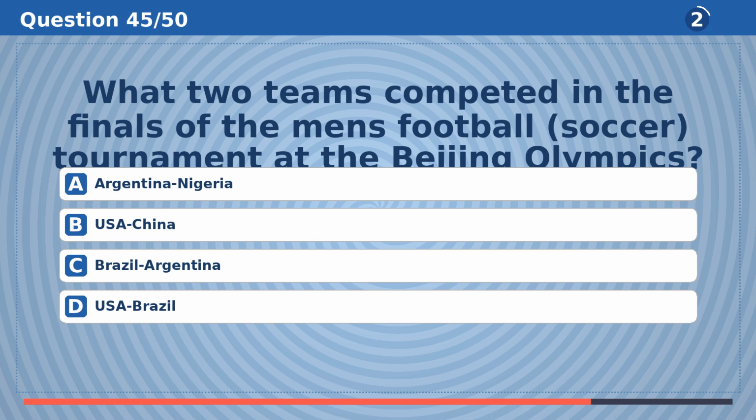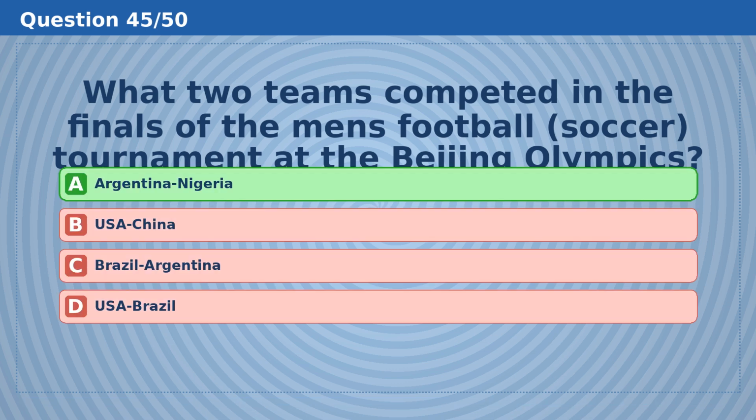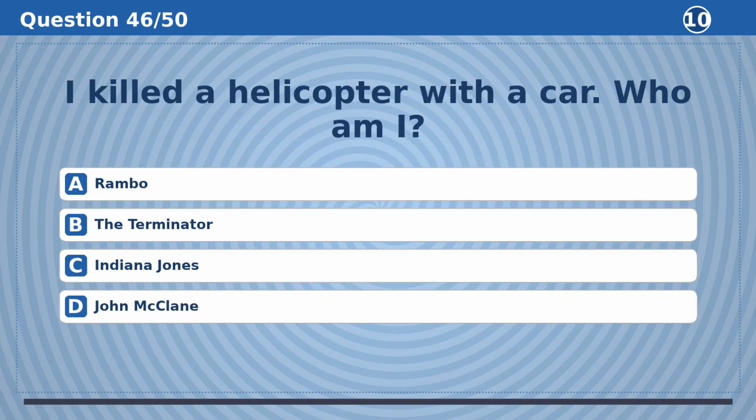What two teams competed in the finals of the men's football, soccer tournament at the Beijing Olympics? The answer is A. Argentina-Nigeria.